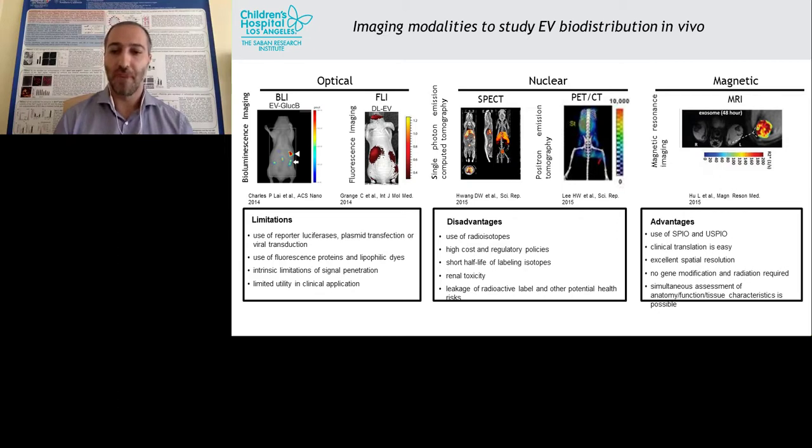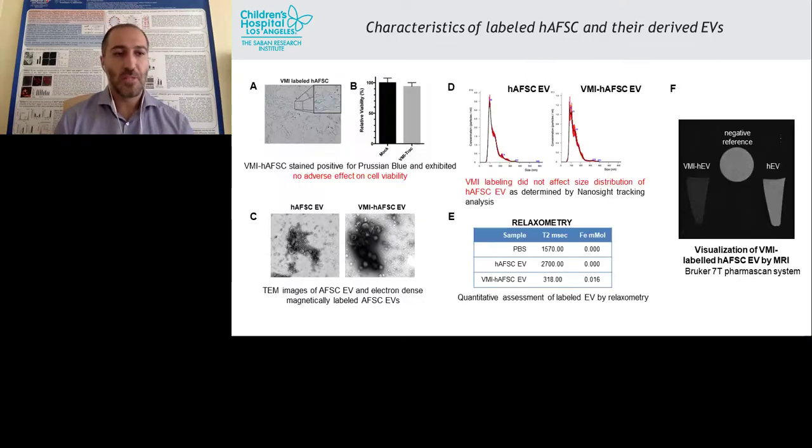And MRI provides excellent spatial resolution that can be used to identify where the EVs are. So in collaboration with Visicell Medical, which specializes in MRI, cell, and EV tracking technologies, we're testing the possibility of using MRI to study EV biodistribution in vivo.